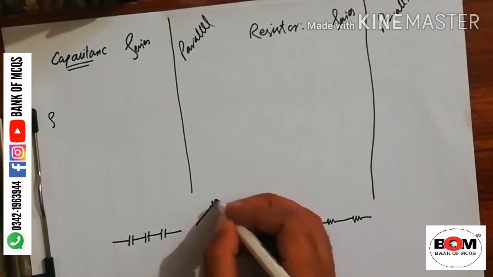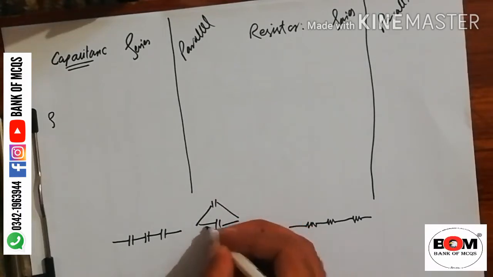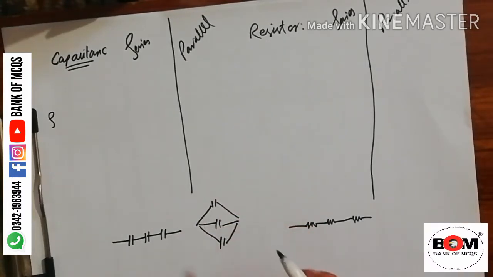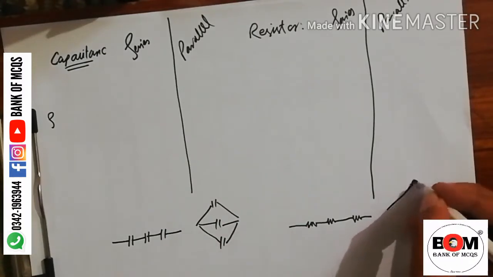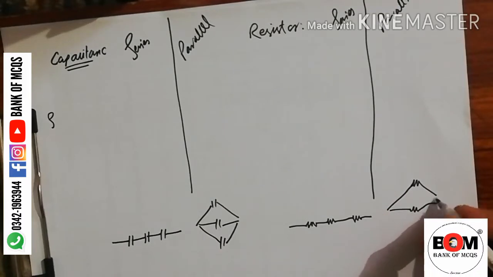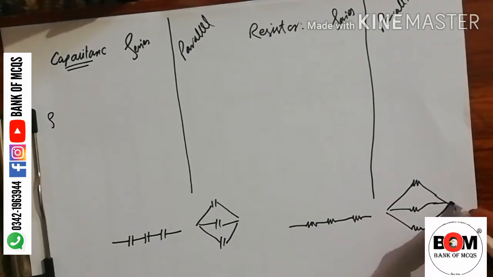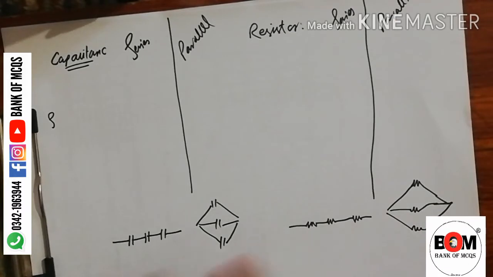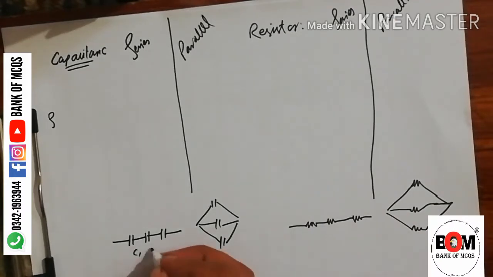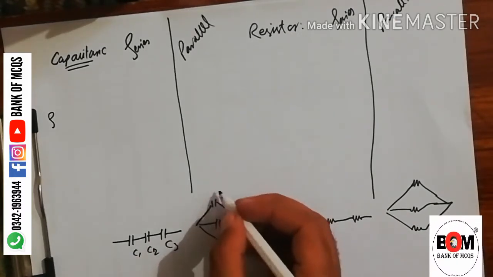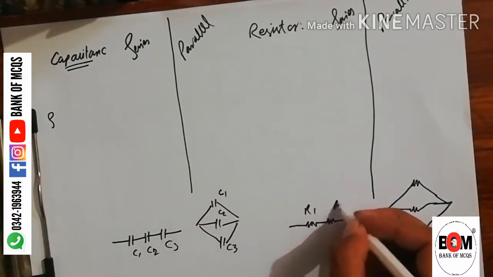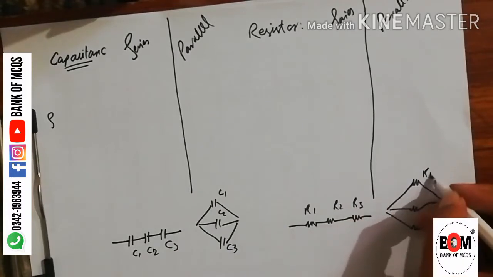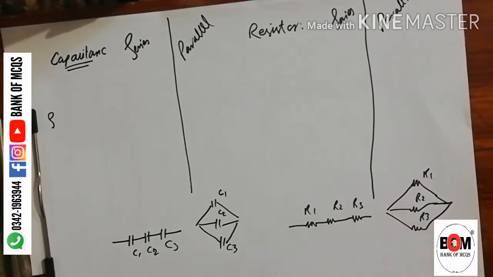Now, the combination of parallel: giving each and every plate its own connection, so in this case the resistance is connected to both positive and negative. So this is the parallel combination of resistors. We name the capacitors C1, C2, C3, and the resistors R1, R2, R3.